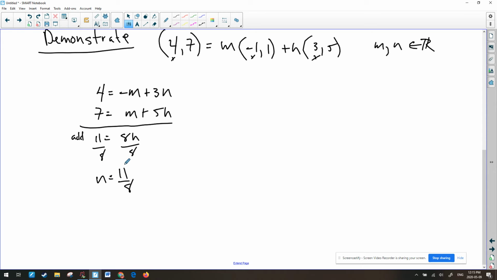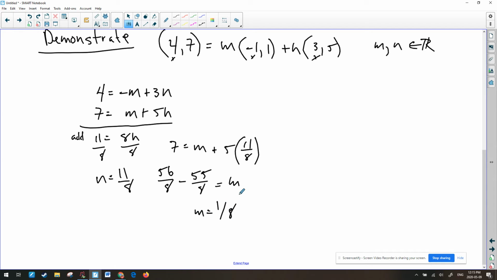So we need to find out what M is as well. So I'm going to substitute back into this equation. So we're going to say 7 is equal to M plus 5 times 11 eighths. So we're going to go with eighths. So this is 56 eighths minus, I guess, 55 eighths is equal to M. So that means that M is equal to 1/8.